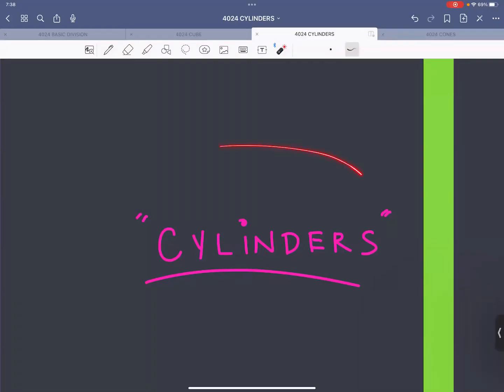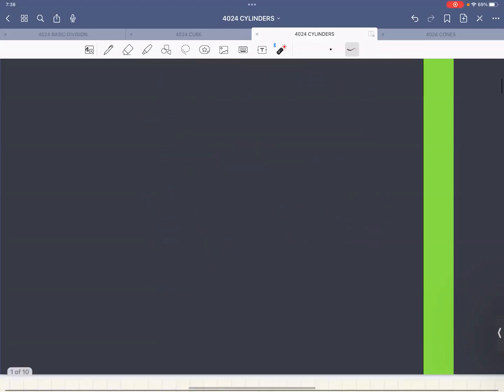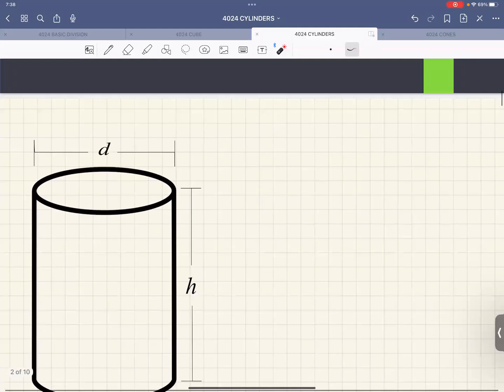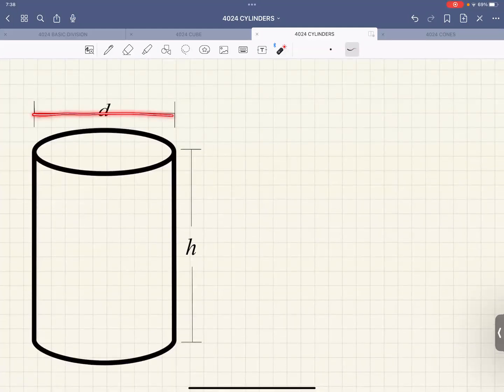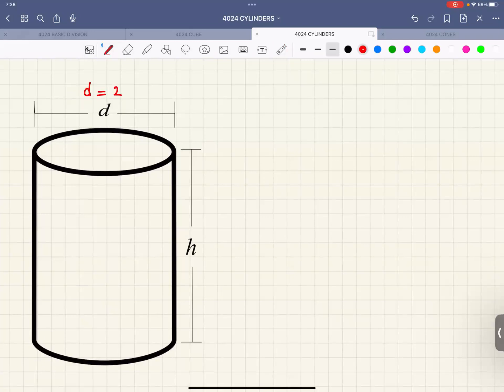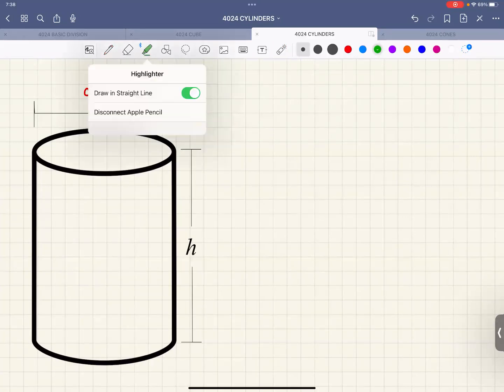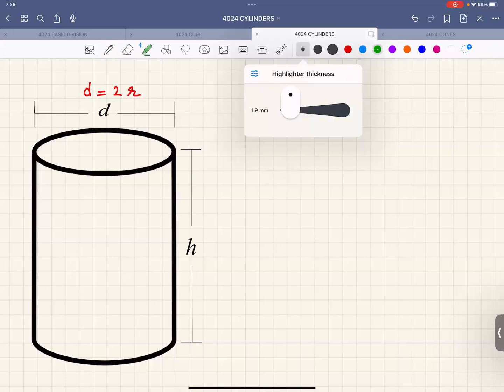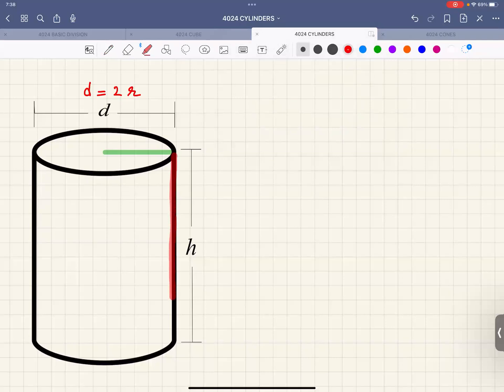In three-dimensional figures, the cylinder is one important figure that comes along. It's an object. A cylinder looks like this. This is the diameter. This is the height. We know that diameter is 2 times the radius. So if I draw a radius over here, that goes something like this. So this is the radius, and the other length, let me make it a bit thicker. This red length, that is the height.